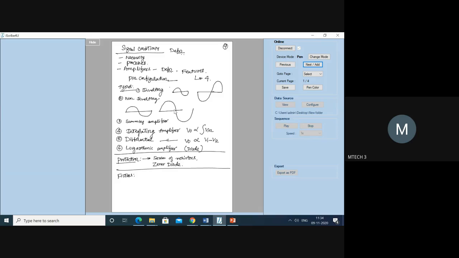Filters. Very important. I gave the test question also on filters. So filters are used to remove unwanted signals. Correct. The filters are going to be used to remove unwanted signals. What types of filters are there? One is low pass filter. So what is low pass filter? Can somebody quickly say?